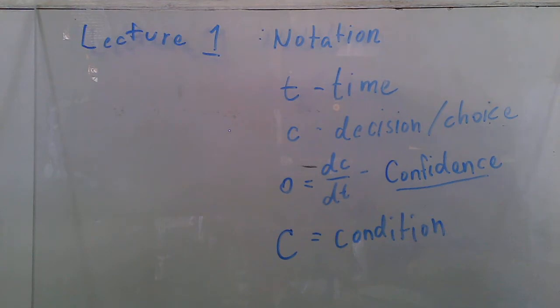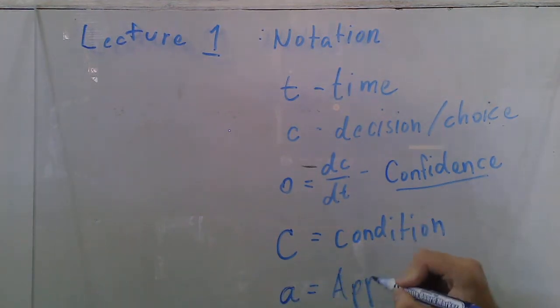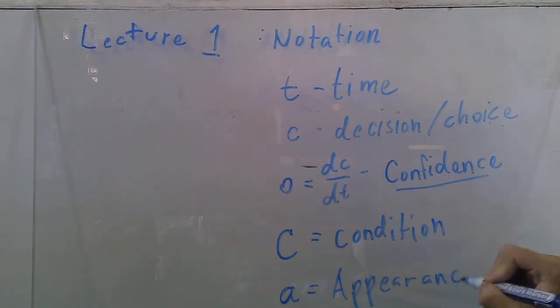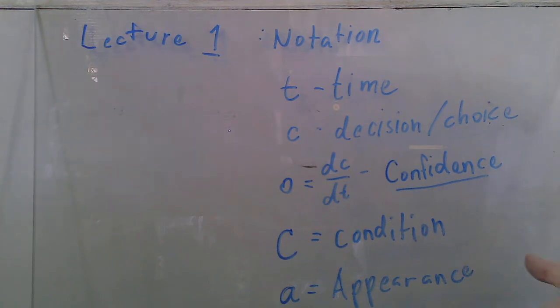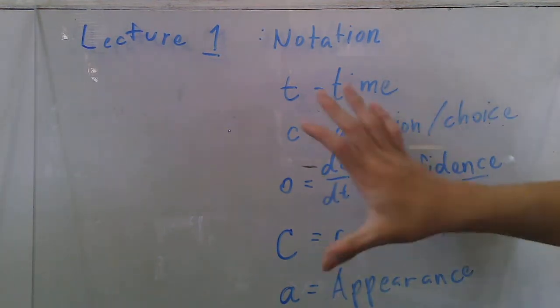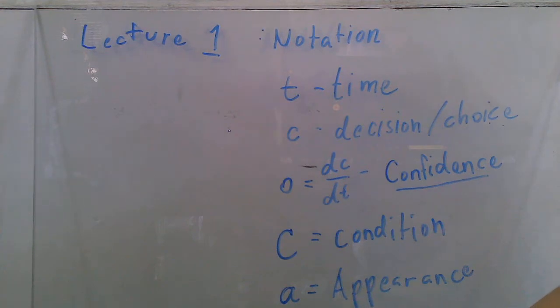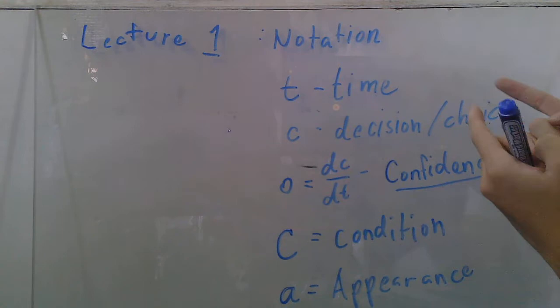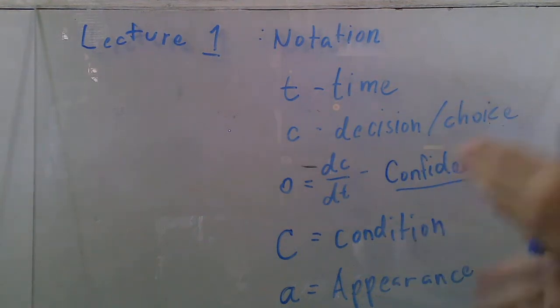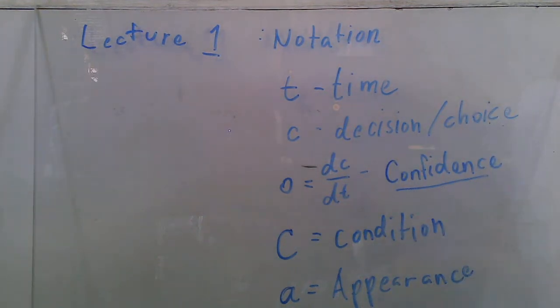Next is the appearance, which is small a. Appearance is self-explanatory, what the person looks like at a certain amount of time. And these four, and the rest, as I said a while ago, are functions of time. So at a certain time t, this determines what exactly it is describing, at that time frame or time stamp.